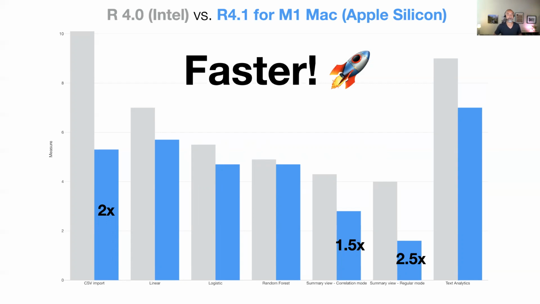So that's one area. The most left-hand side, gray, is 4.0, and blue is 4.1. Unfortunately, this performance improvement is only for M1 Mac users. For Intel Mac users, me included, there's not much significant improvement in performance. You might see it a little faster, but not like this. Another area is the summary view, where we see from 1.5 times to 2.5 times faster. So that performance improvement is there.